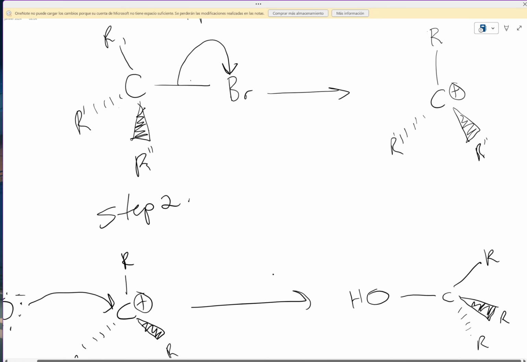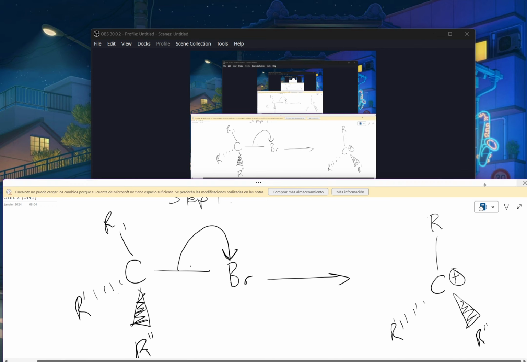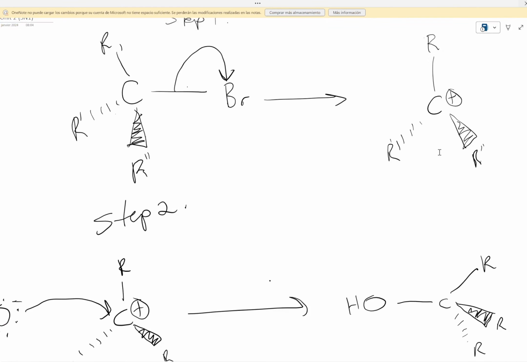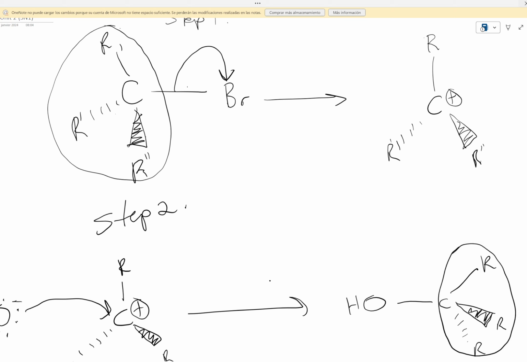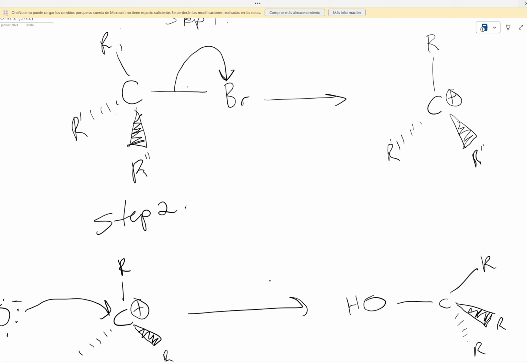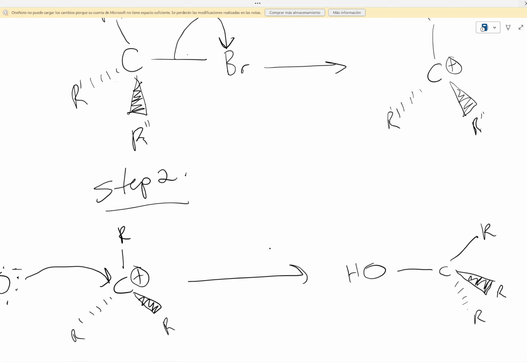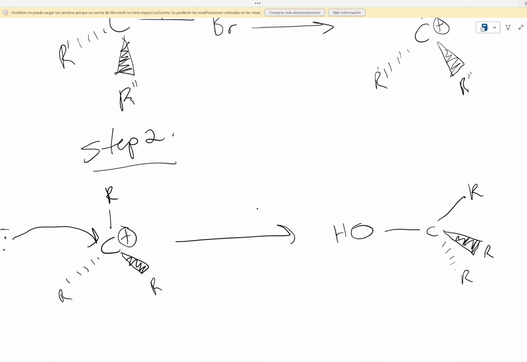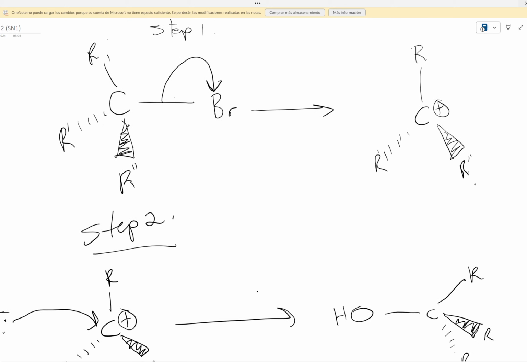So we remember what inversion looked like on this other molecule. On this side of the molecule the R groups are located on the left hand side, and on this molecule they are located on the right hand side. So we have an inversion there. Step 2 is showing the addition of the nucleophile. So that's generally the process, that's generally the SN1.